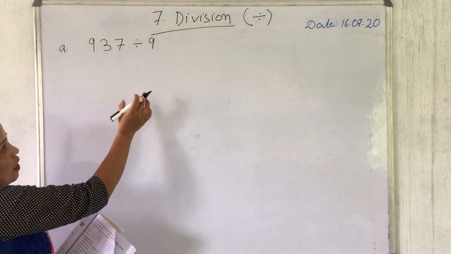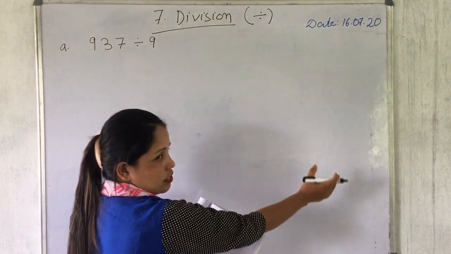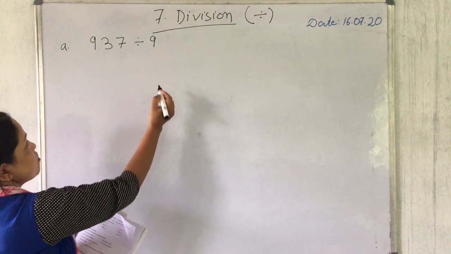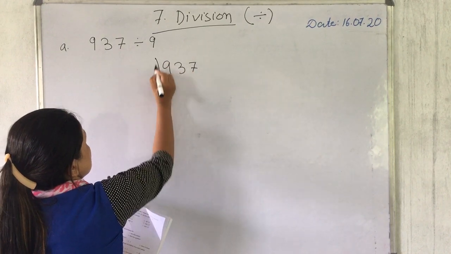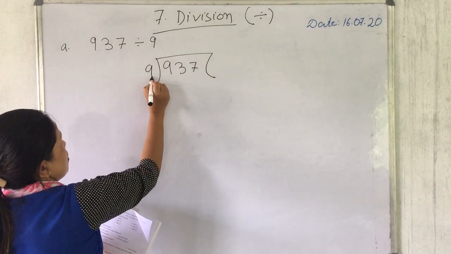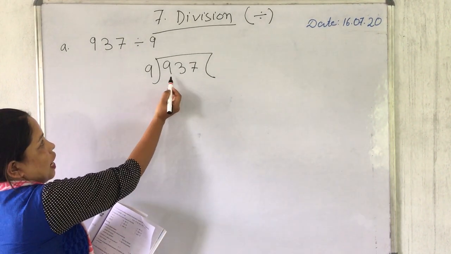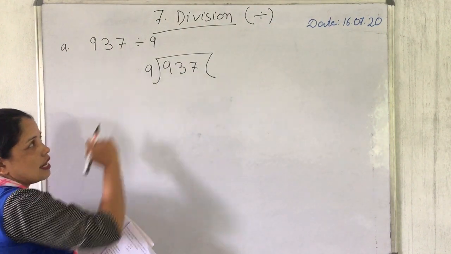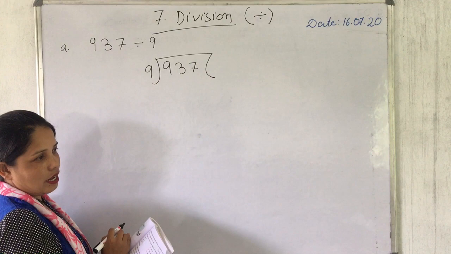In the previous class also I told you to write the table at the right hand side of the copy while doing the division. Okay, children. So look at the board again. 937 divided by 9. Got it? So in the 9 table, how many times does 9 go? Now see here, the first digit is 9, isn't it? So in the 9 table, how many times does 9 go?